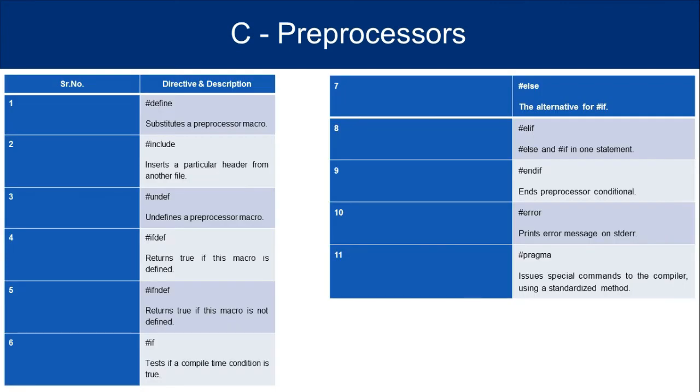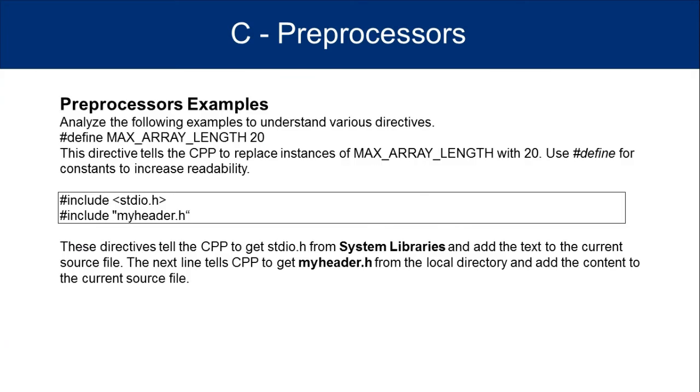This is a list of C preprocessors. Preprocessors example. Analyze the following example to understand various directives. #define MAX_ARRAY_LENGTH 20. This directive tells the CPP to replace instances of MAX_ARRAY_LENGTH with 20. Use #define for constants to increase readability.